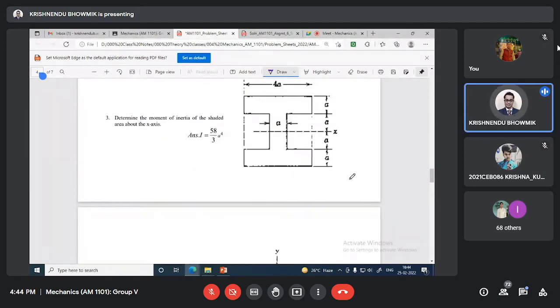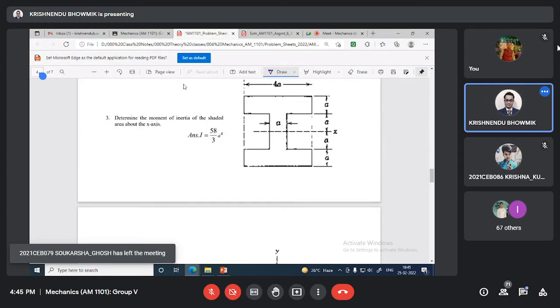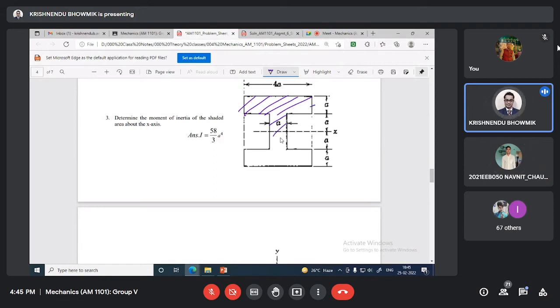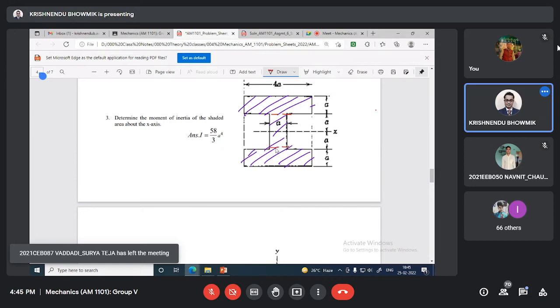Next. Determine the moment of inertia of the shaded area about the x-axis. Which one is shaded area? Shaded area is this. Yes, I sections. As I told, in many places in electrical engineering also you have seen these I sections. So to solve this in a similar way, we can divide this into three groups. Say this is 1. This is also 1. Let it be same. And this is 2.